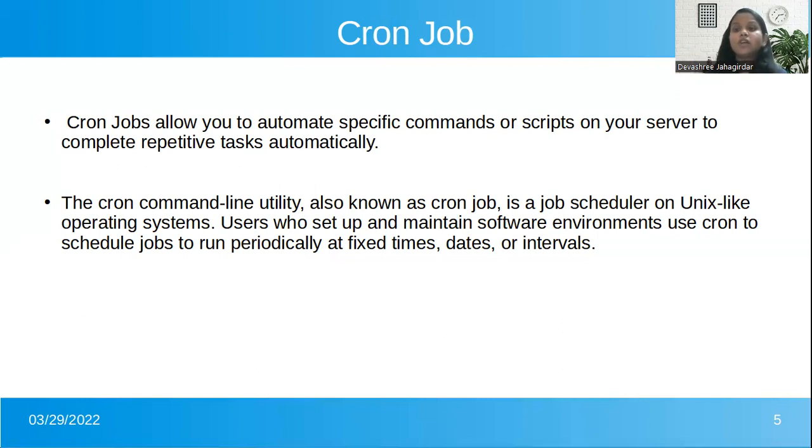When that condition becomes true, then only that script gets triggered and it executes. So what is a cron job? A cron job allows you to automate a specific command or script on your server to complete repetitive tasks automatically. The cron command line utility, also known as cron job, is a job scheduler on Unix-like operating systems.